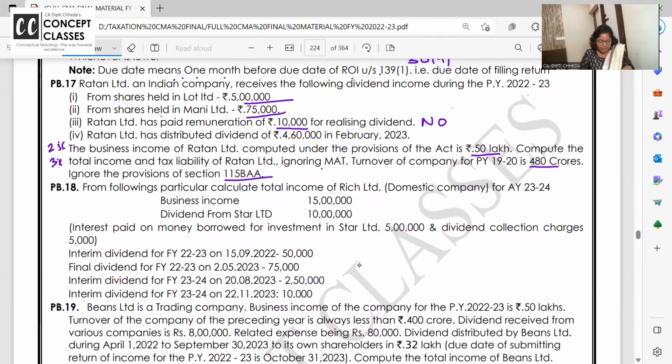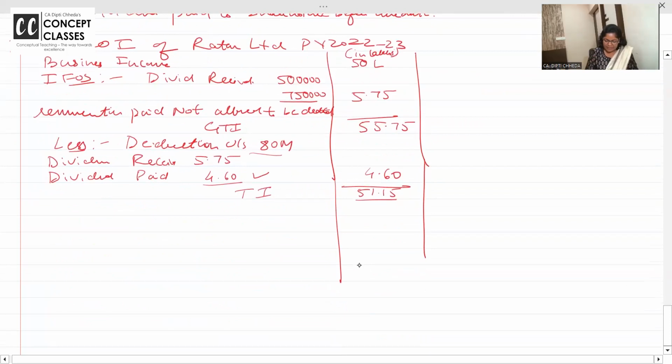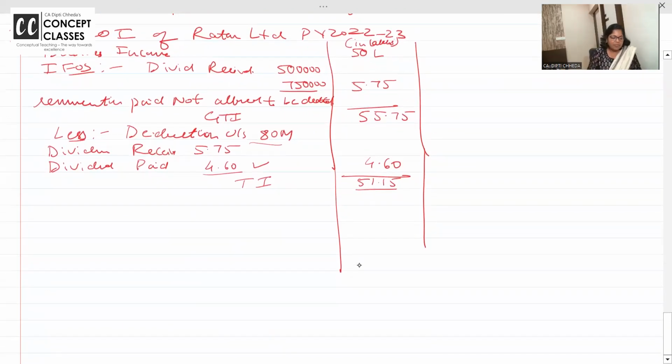They have asked you to calculate the tax liability, and the company's turnover is exceeding the limit of 400 crore. So we will not take the 25% subsidized rate. We will take 30% tax. So let us calculate the tax also. Income we got is 51 lakhs and all. Tax at what rate will the company pay? 30%. So how much is it coming? 51 lakh 15,000 into 30%, 15 lakh 34,500.